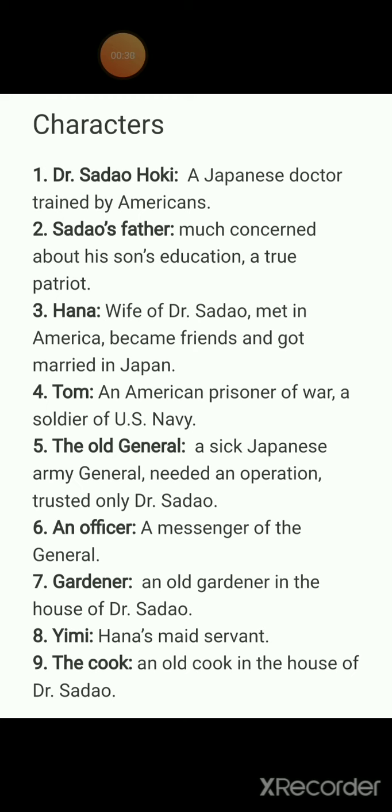Number five, the old general, a sick Japanese army general, needed an operation, trusted only Dr. Sadao. Number six, an officer, a messenger of the general. Number seven, gardener, an old gardener in the house of Dr. Sadao. Number eight, Yumi, Hannah's maidservant. Number nine, the cook, an old cook in the house of Dr. Sadao. So these are the characters which we will be doing in the story.